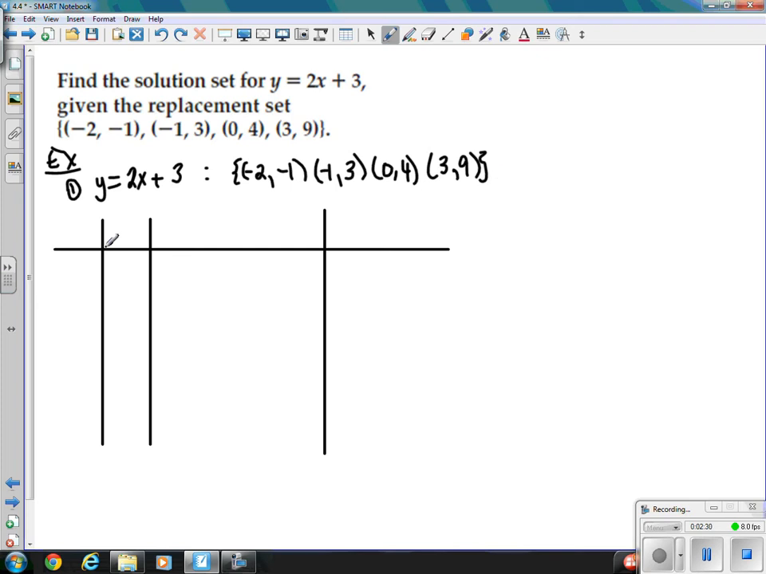So if you notice, I went ahead and made a table that has two smaller columns and a third really big column. What we're going to do is come above here and label the variables. So I use the variable x, I use the variable y. It tells me that y equals 2x plus 3. And over here we want to know if it's true or not.